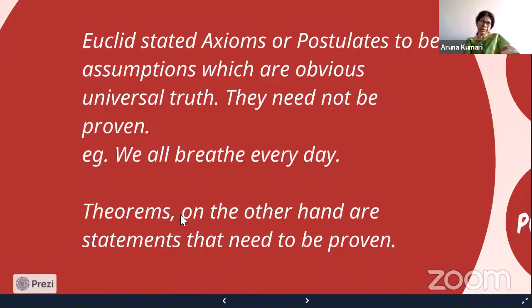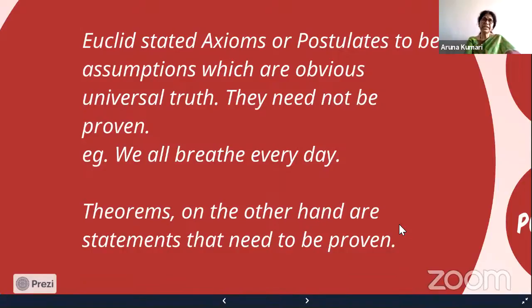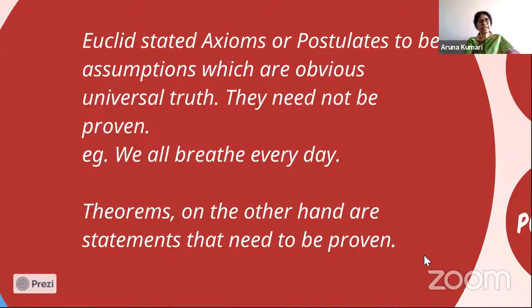And coming to theorems. Theorems, on the other hand, are statements that need to be proven. For example, the sum of the three angles in a triangle is 180 degrees. How? It is a theorem. That means it should be proven. Okay, students? Axiom, postulate, theorem. These are three different statements. Are you following, students?